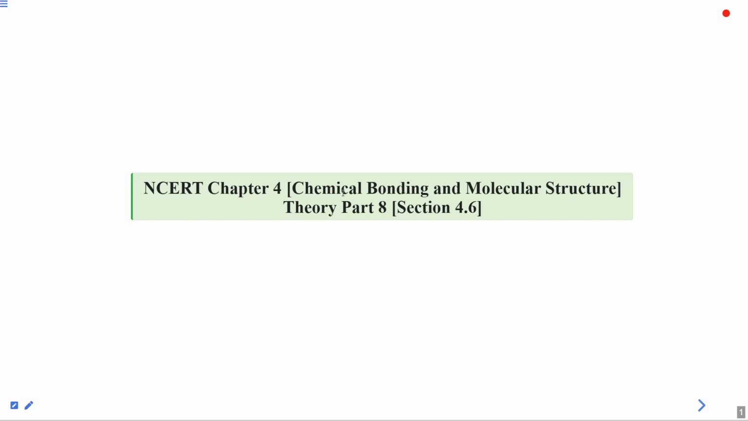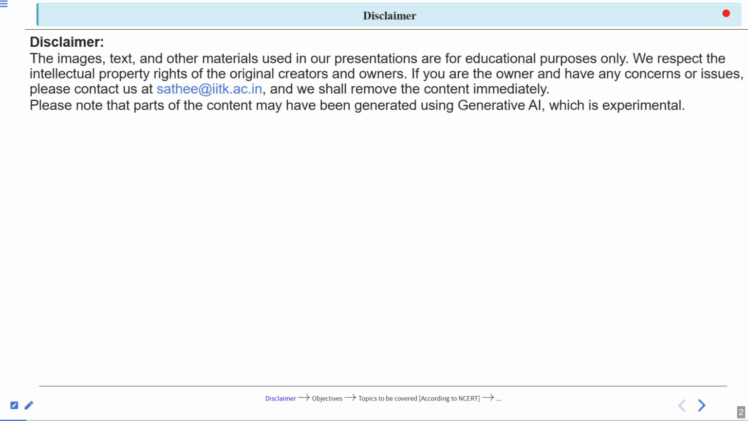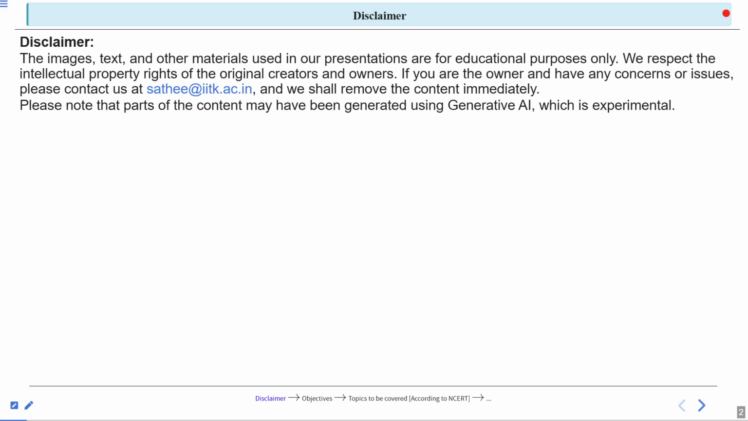So today we will see section 4.6 of the chapter Chemical Bonding and Molecular Structure. We have already dealt with the part where we saw the overlapping of orbitals. Today we will use that to make some simple molecules. So this is the disclaimer.